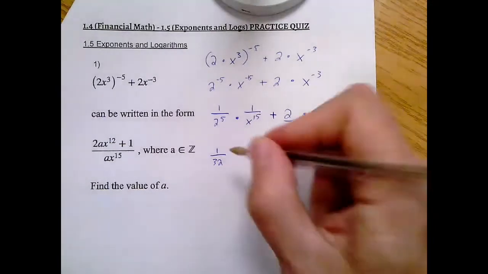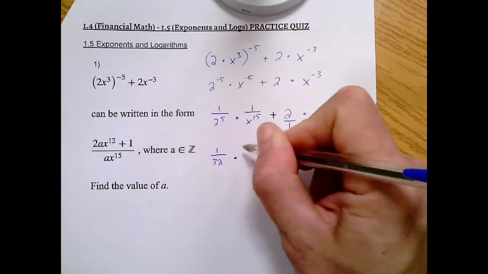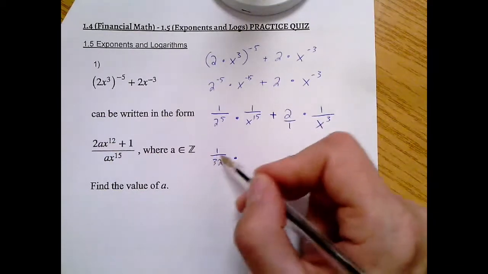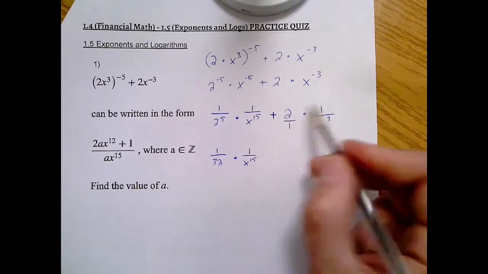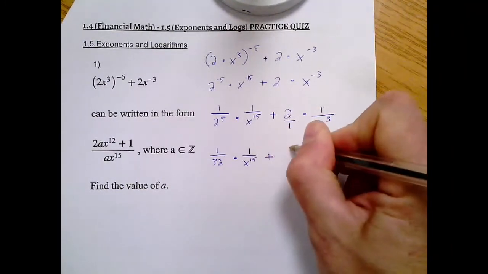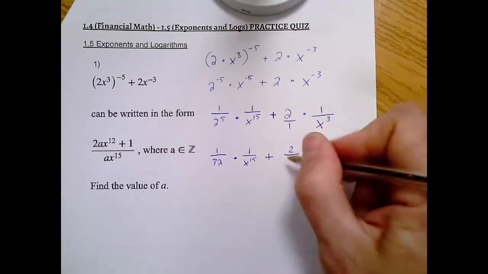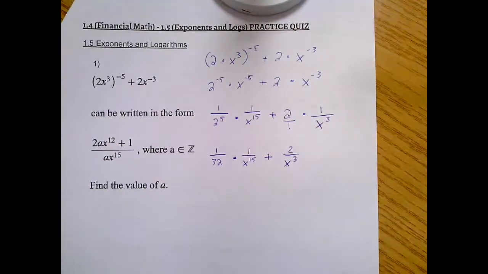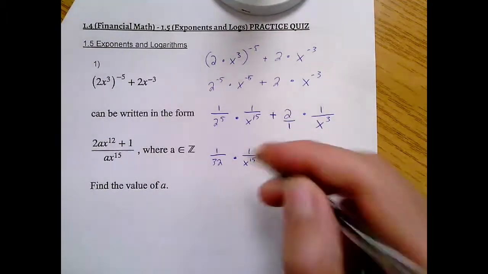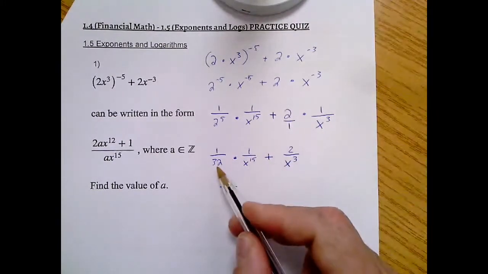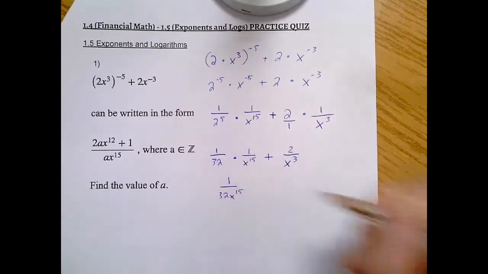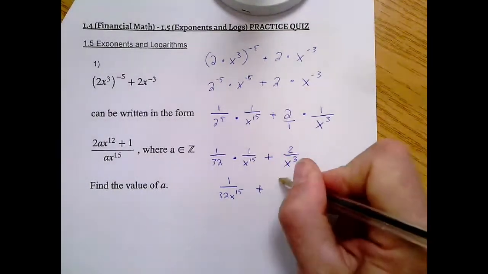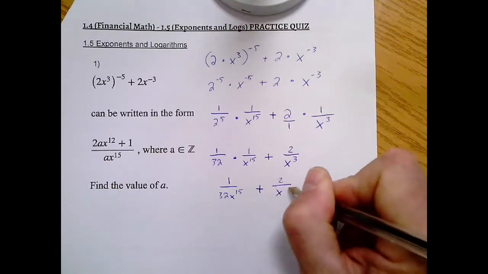So, 1 multiplied by, no, I'm sorry, that's not 1 to the 32nd power. 1 divided by 32 multiplied by 1 over x to the 15th power. And so 2 times 1 is 2, so that's plus 2 over x raised to the third. All right, there's another level of combining we can do here. If we multiply this, 1 times 1 is 1, and 32 times x to the 15th is 32x raised to the 15th, plus 2 over x to the third.